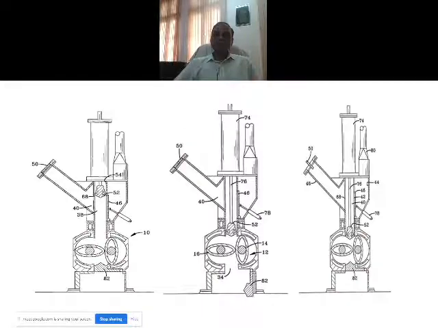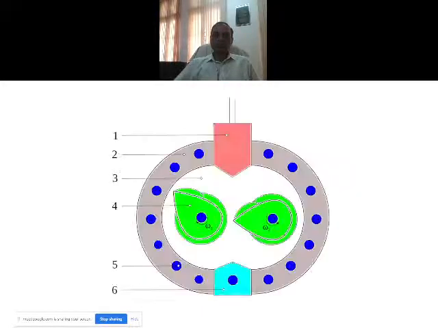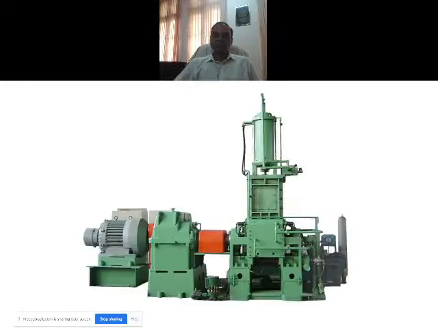So the entire machinery would look like this. The motor here, all that, but this is the entire internal mixer. Look at this, this chamber is closed, and this square area, this entire thing, can open outside. So the other thing is for dumping.